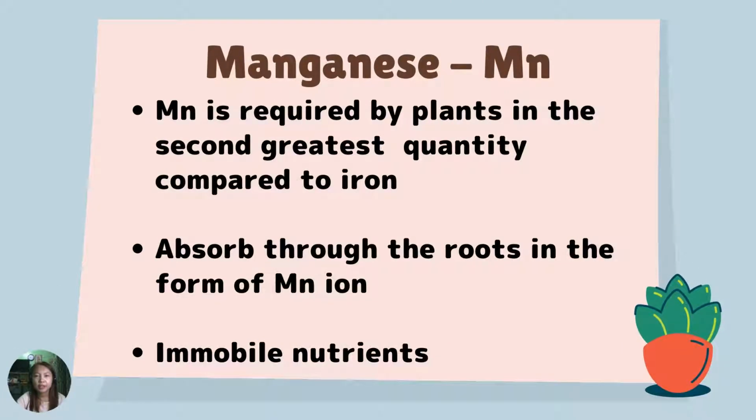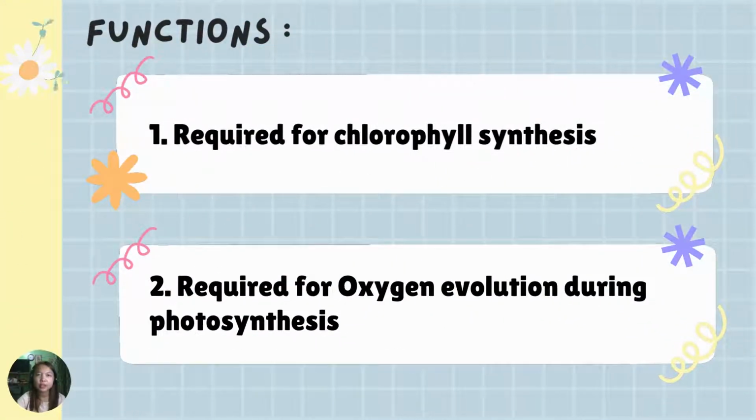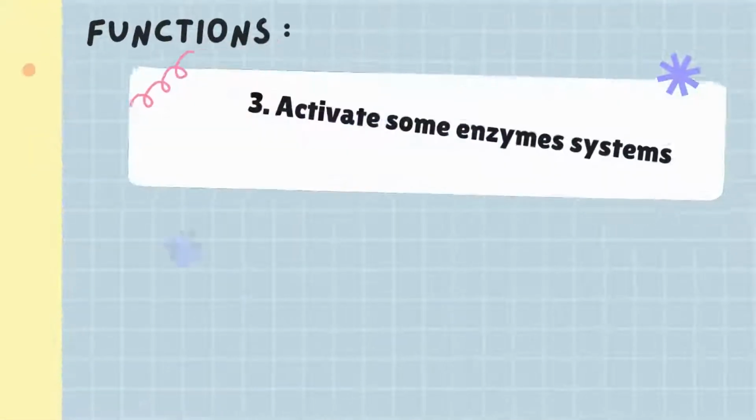Okay, so another is manganese. So Mn is required by plants in the second greatest quantity compared to iron. It is absorbed through the roots in the form of the manganese ion. It is an immobile nutrient, so it is not freely moving within the plant. The function is required for chlorophyll synthesis, the production of chlorophyll, and required for oxygen evolution during photosynthesis, the entrance and exit of oxygen.